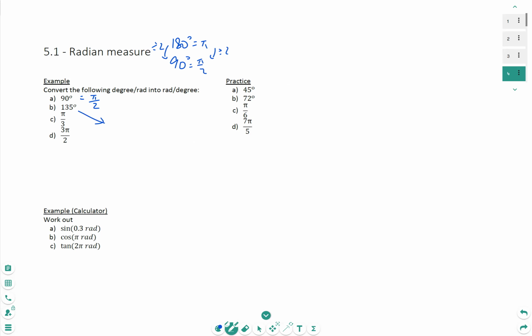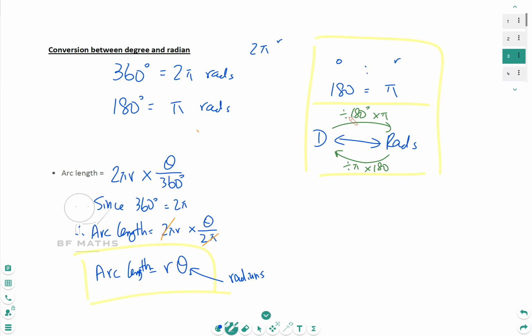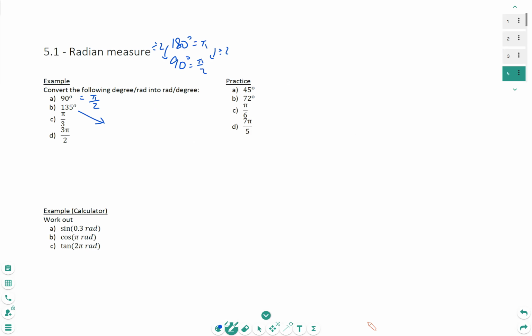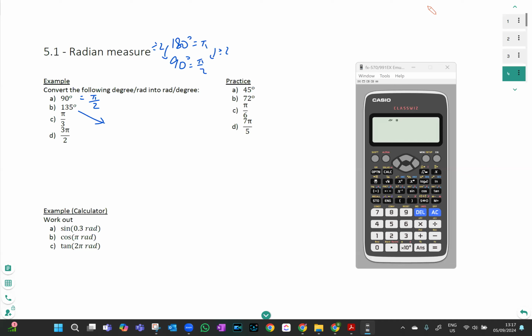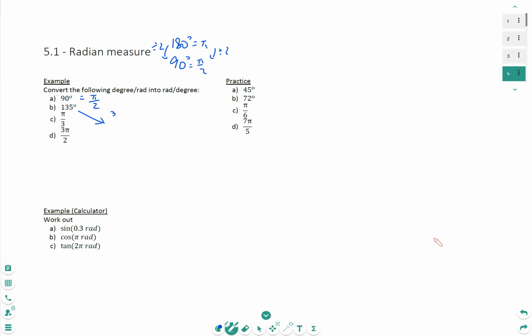Now 135°. To convert from degrees to radians, divide by 180 and times it by pi. So put in a calculator: 135 divided by 180 times pi. You get 3 over 4 pi.